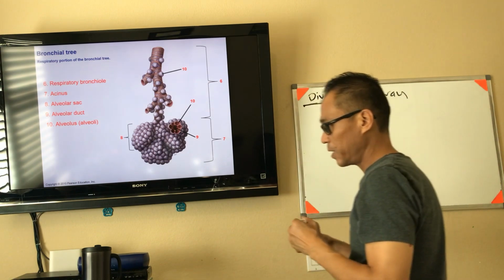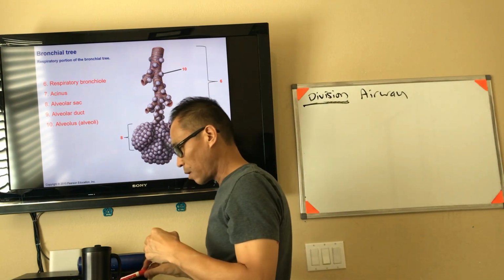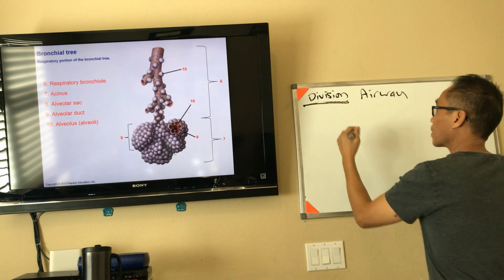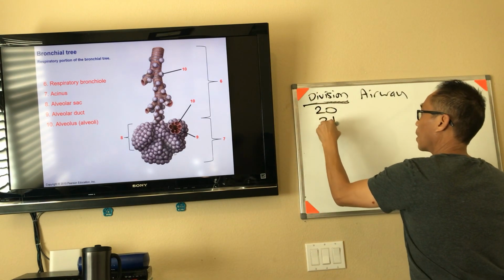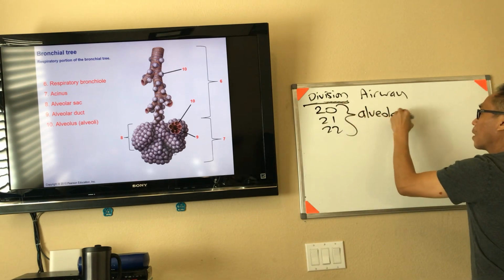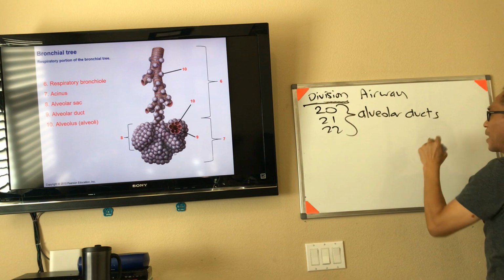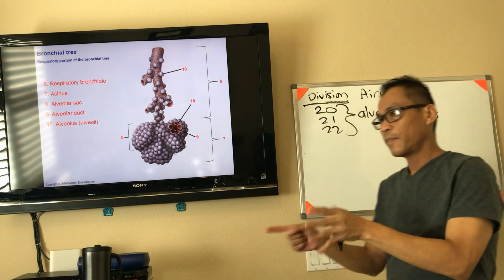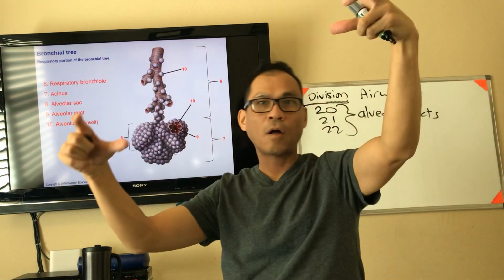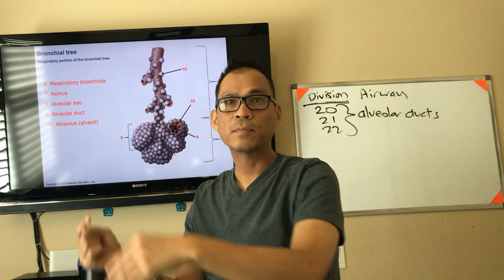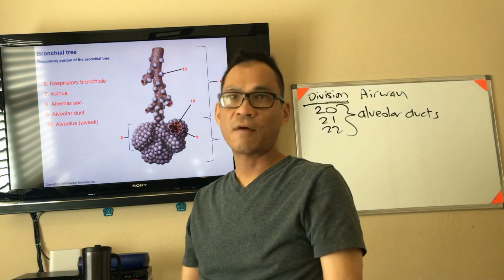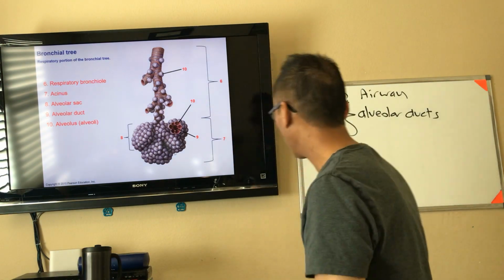So division 20, 21, and 22, we'll just call them alveolar ducts. Imagine the duct is like a hallway, and the hallway has all these rooms in it along the hallway, and then you can go into a room through a sliding glass door or something, and then the rooms represent the alveolar spaces. So that'll be the last division.